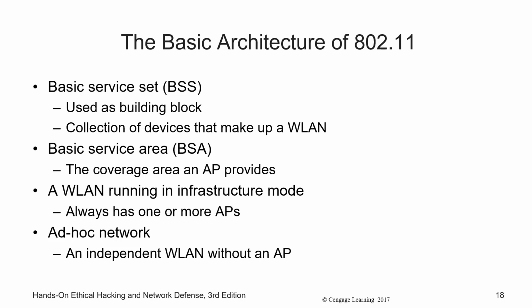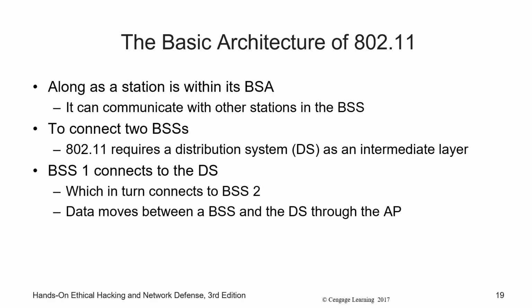A WLAN running in infrastructure mode always has one or more APs, and an ad hoc network, which was used by a lot of hobbyists when wireless LANs first came out and wireless NIC cards were available, is an independent wireless LAN without an access point. As long as a station is within its BSA, it can communicate with other stations in the BSS. And to connect BSSs, 802.11 requires a distribution system intermediary. So BSS1, for instance, connects to the distribution system, which in turn connects to BSS2, and those two BSSs communicate through the distribution system via the access point.